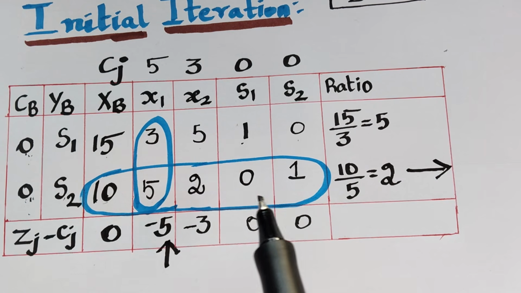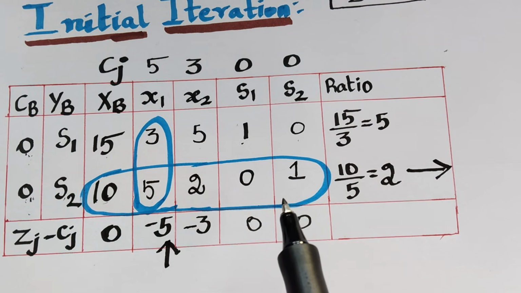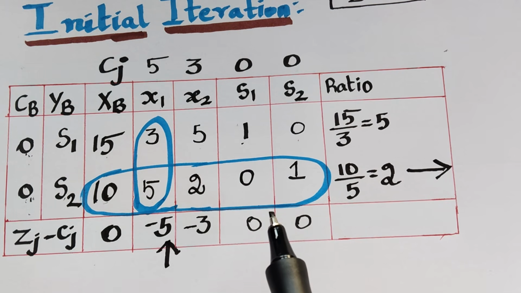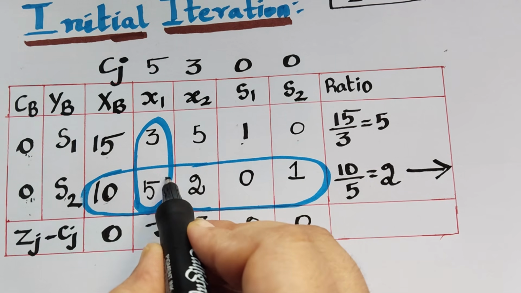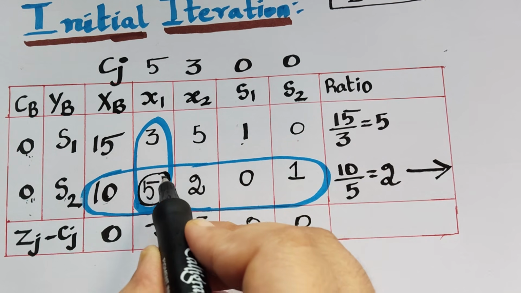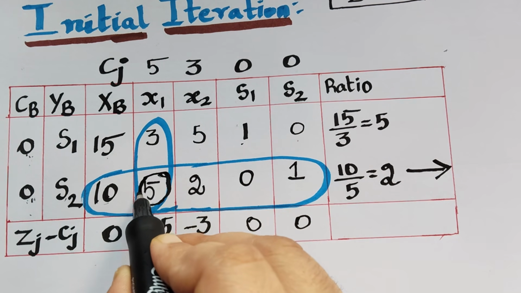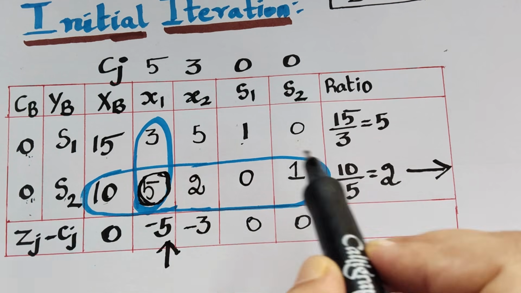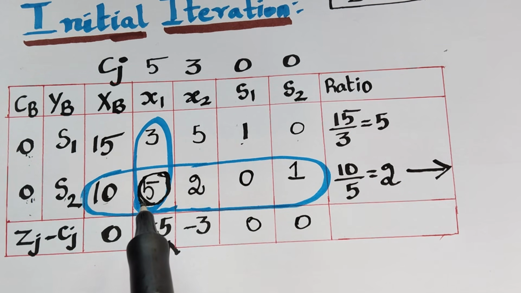The row corresponding to the leaving variable is known as the pivotal row. It is also known as the key row. And this element, that is the intersecting element, is known as the pivotal element, which is also known as the key element. So this is the pivotal column, this is the pivotal row, and 5 is the pivotal element.